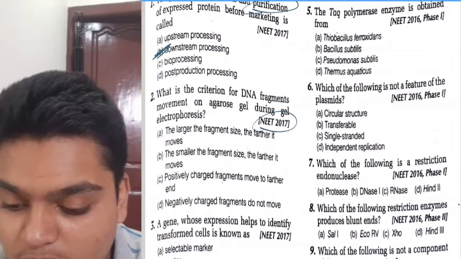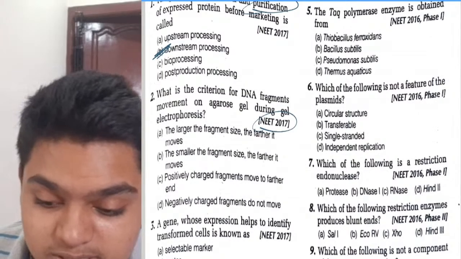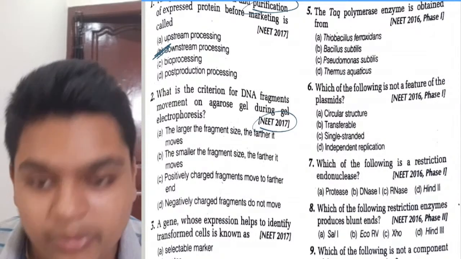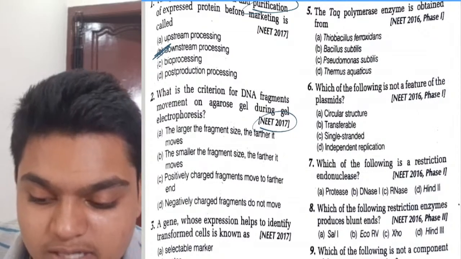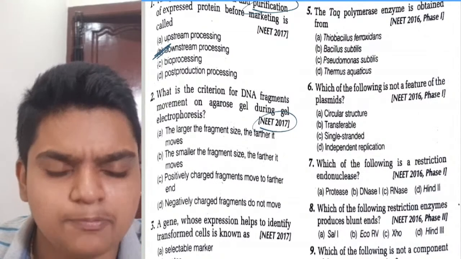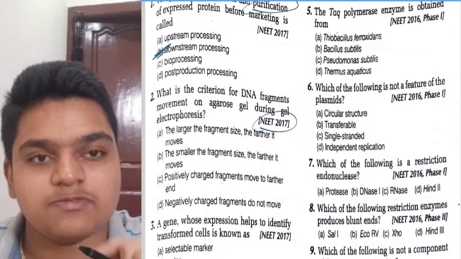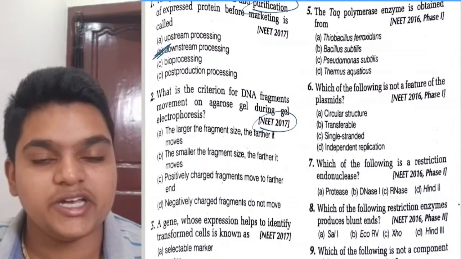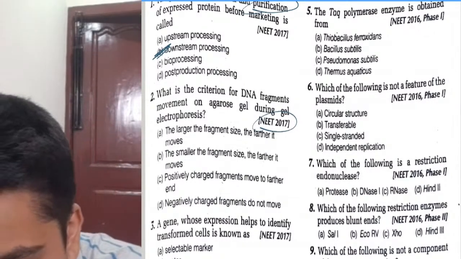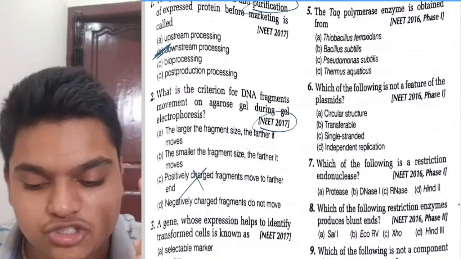The second option: the smaller the fragment size, the further it moves. The positively charged fragments move further. Are there positively charged fragments and negatively charged fragments in DNA? No, whole DNA is negatively charged, so let's eliminate this. We have three options to choose from.